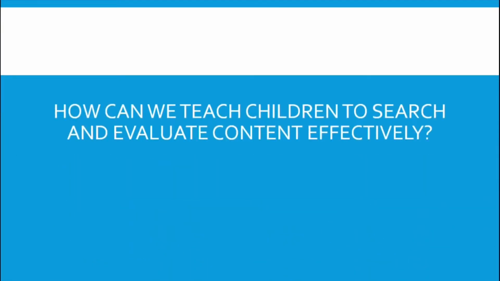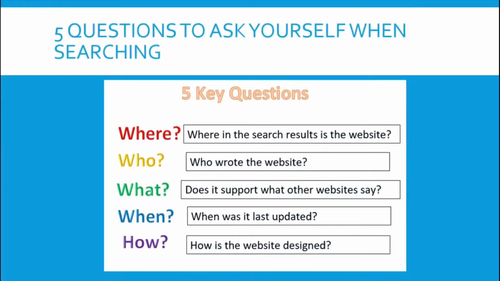As teachers, we have to ask ourselves, how can we teach children to search and evaluate content effectively on the web? Whenever you are looking at the reliability of sources on the web, there are 5 key questions you should ask yourself. Where in the search results was the website? Who wrote the website? Does it support what other websites say? When was the website last updated? And how is the website designed? By answering these 5 questions, this will help you make judgments about whether the content of a web page is reliable or not.